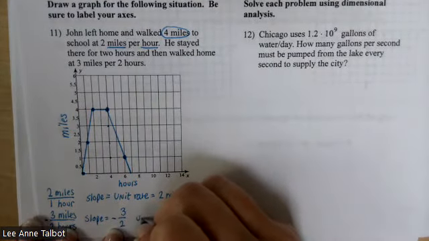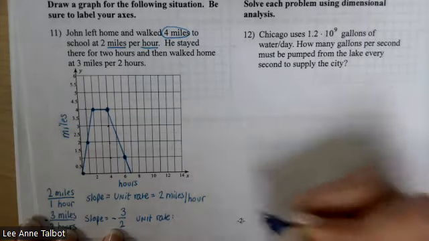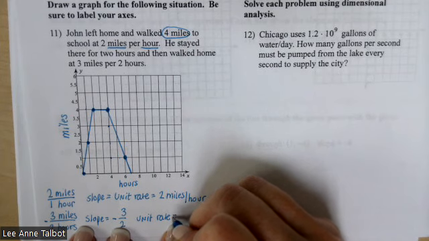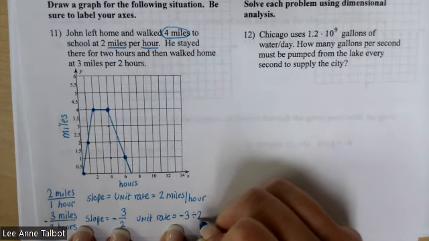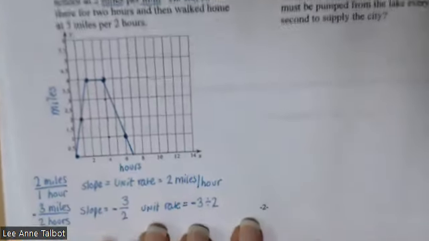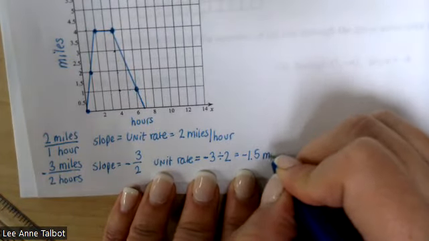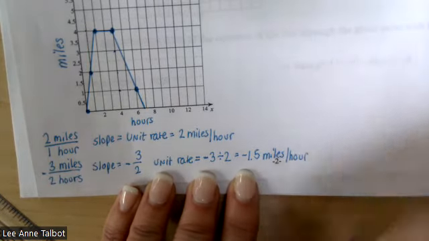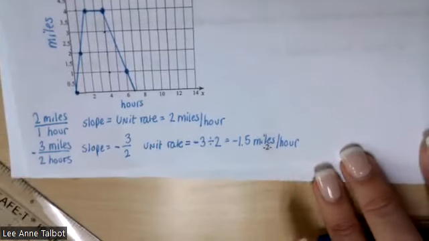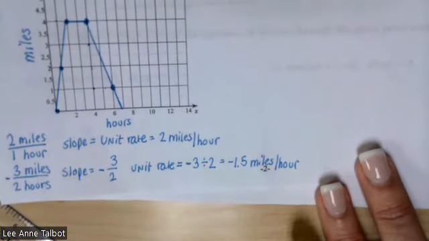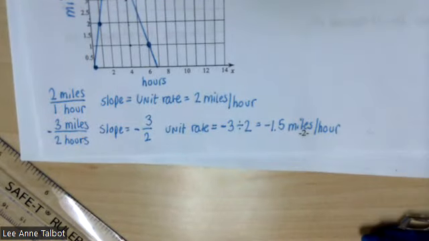But the unit rate, hopefully this will answer your question. What you do is you do -3 divided by 2. So equals -1.5 miles per hour. Jalen, does that answer your question? Did you say yes? Yeah.